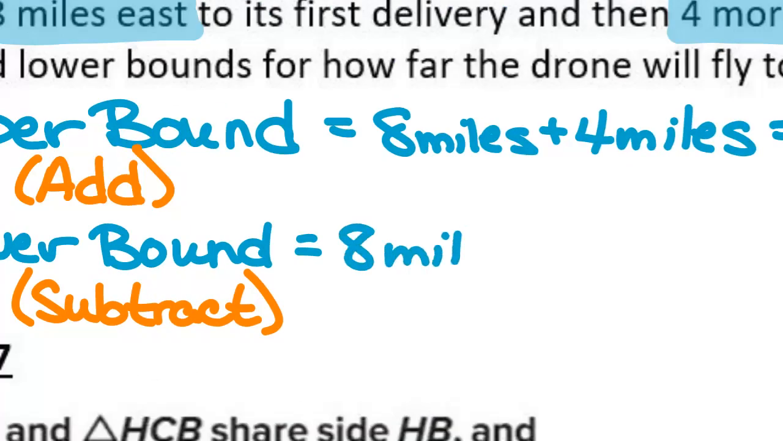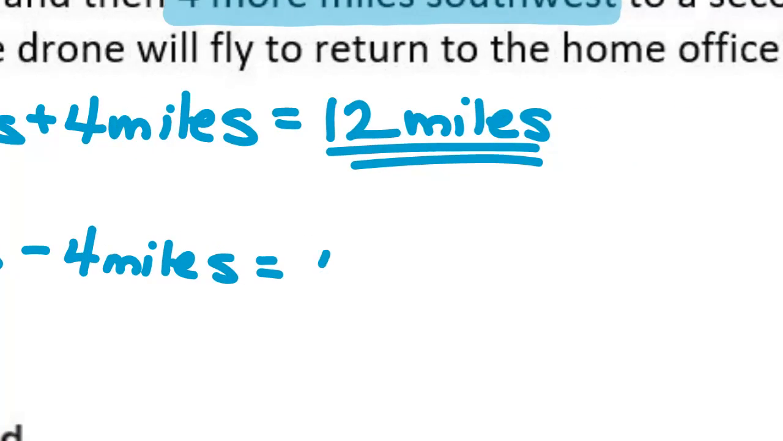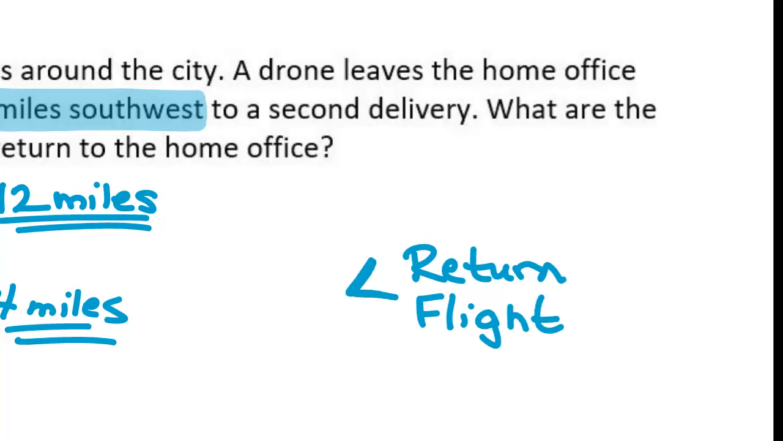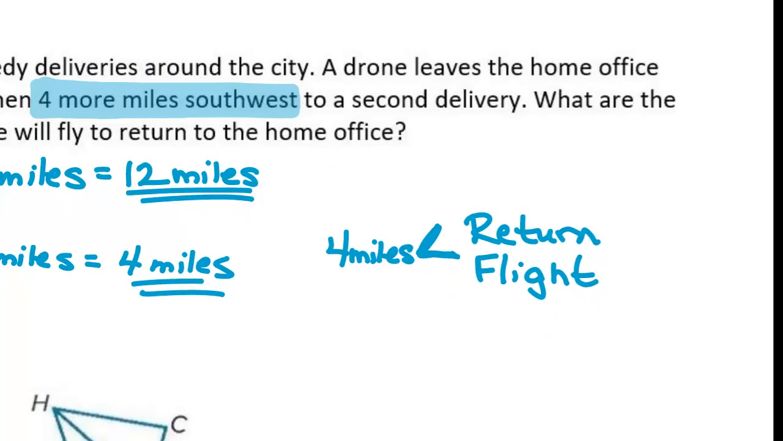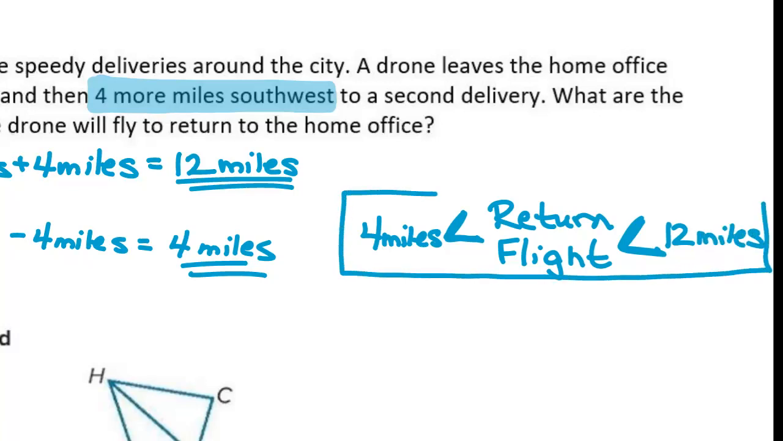So we do 8 miles minus 4 miles equals 4 miles. And so my answer, we have the return flight. Return flight has to be bigger than what? 4 miles, yep. But smaller than 12 miles. Return flight has to be bigger than 4, but smaller than 12.